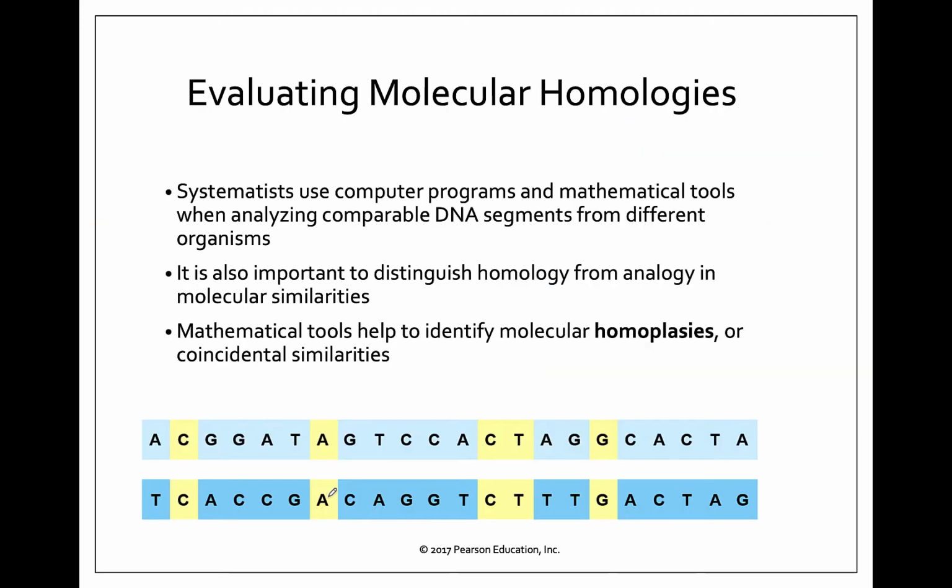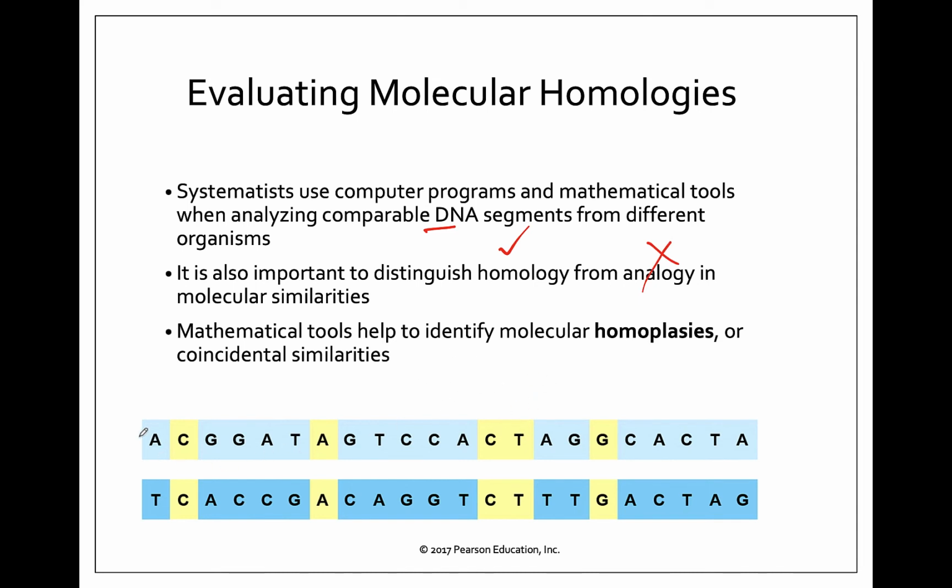So when we make a phylogenetic tree, it's super important that we're basing it on homologies, not analogies. And a lot of the times we will use computer programs to compare the DNA segments of different organisms to help us distinguish if these are homologies, which is good for phylogenetic trees, or analogies, which is not good.